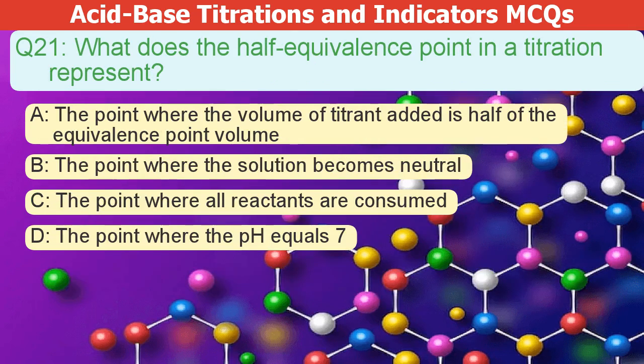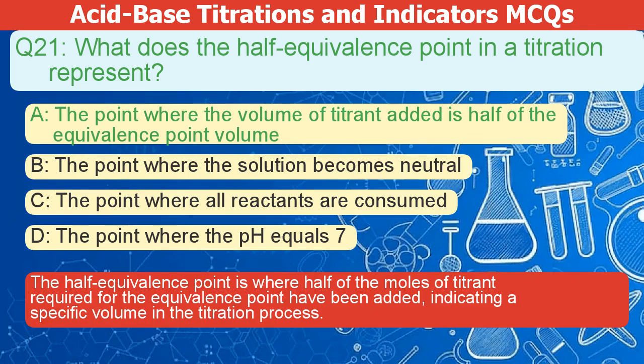What does the half equivalence point in a titration represent? A. The point where the volume of titrant added is half of the equivalence point volume. B. The point where the solution becomes neutral. C. The point where all reactants are consumed. D. The point where the pH equals 7. The correct answer is A. The half equivalence point is where half of the moles of titrant required for the equivalence point have been added, indicating a specific volume in the titration process.